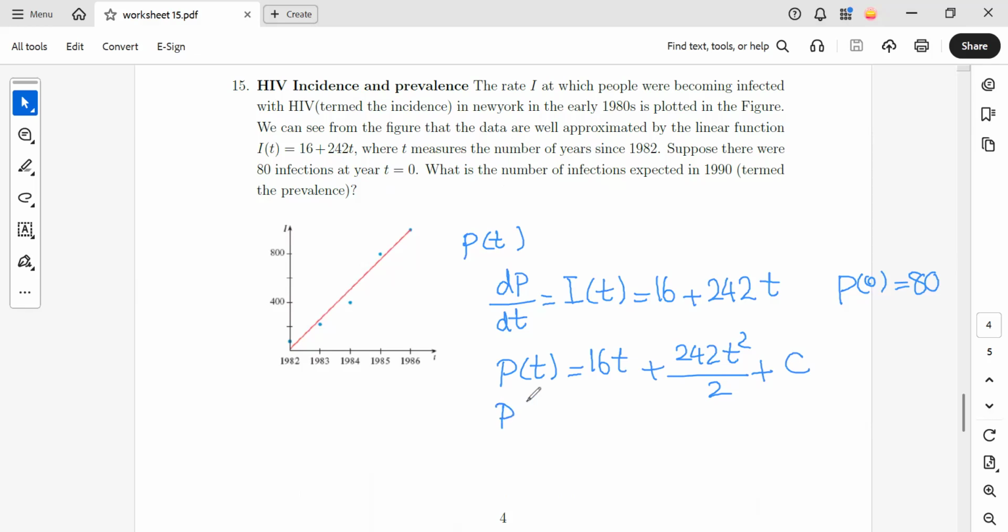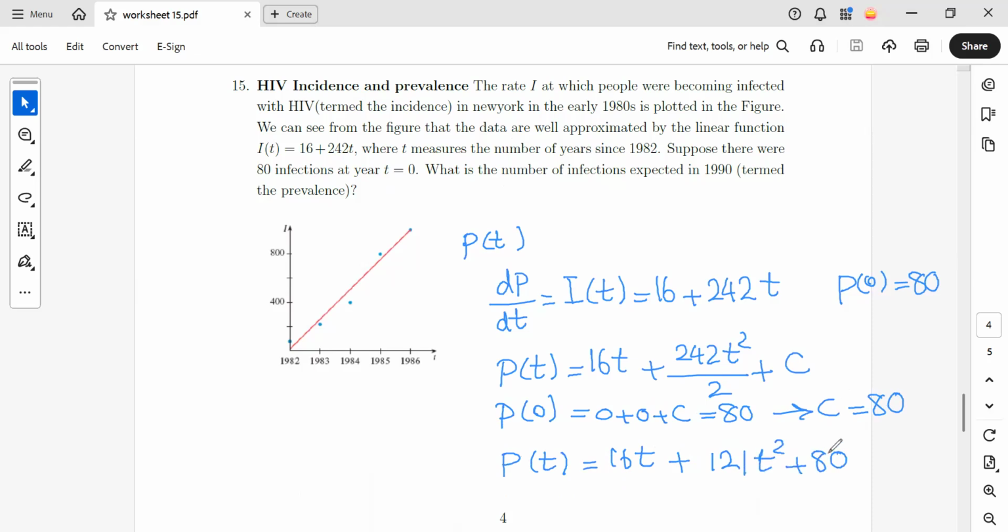Based on the question, since P of 0 is 0 plus 0 plus c, and it is equal to 80, we conclude that c is 80. So the function P of t will be 16t, and we would simplify it to 121t squared plus 80. And it is asking after 8 years, because the difference of 1990 and 1982 is 8 years.